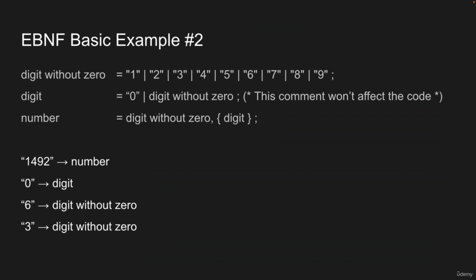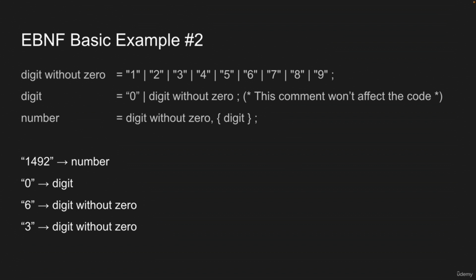Here's a more complicated grammar example: digit without zero, and then digit. So digit without zero is like 1, 2, 3, 4, 5, 6, 7, 8, 9. It's basically a digit without zero, right? And a digit is just zero and that digit without zero. And then this comment will not affect the code. Just ignore that. When you put a parenthesis and a star symbol, and then a star symbol and a parenthesis, it's a comment. And comments don't really do anything to the code itself.